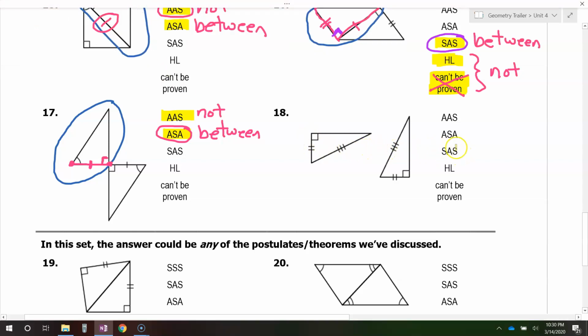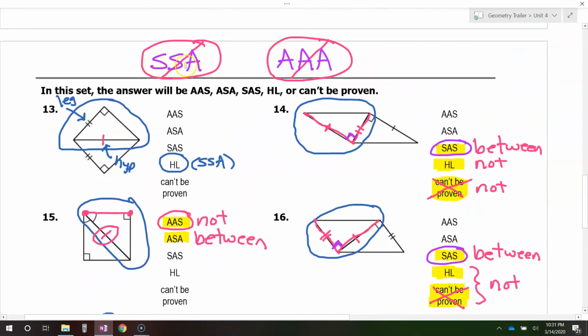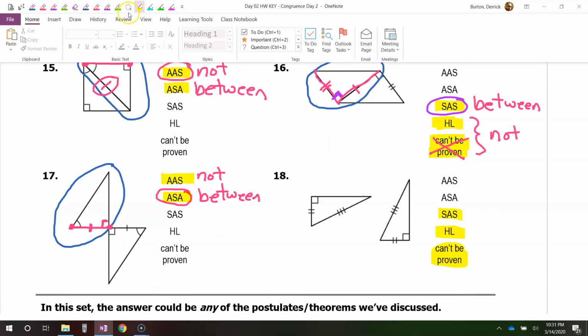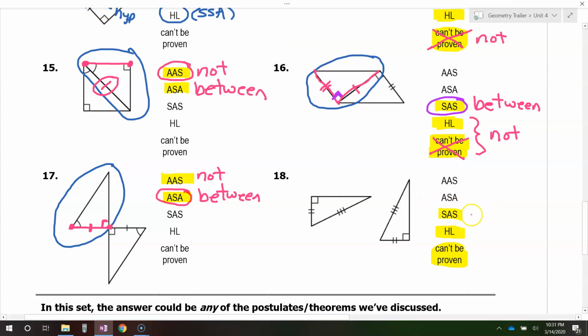There are three possibilities. It could be side angle side, because that has two sides and an angle. It could be hypotenuse-leg, because that's two sides and an angle. Or maybe it can't be proven, because maybe it's side-side angle, two sides and an angle. The way we can tell which one it is, it'll be the first one, side angle side, if the angle is between the two sides. All right, it'll be one of these if the angle is not between the two sides.